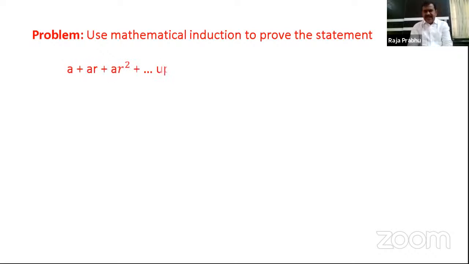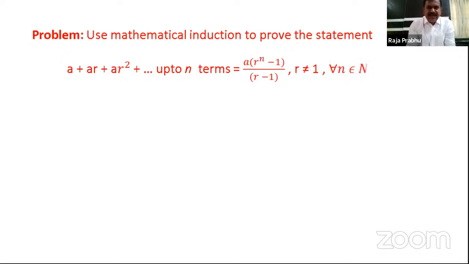Same title, that is, use mathematical induction to prove the statement. Okay, what statement is given here? Yes, children, the question is on the screen. Let us have a glance at it. What is that? A plus AR plus AR square and so on up to n terms, which is equal to A into R to the power n minus 1 whole divided by R minus 1, where R is not equal to 1, for all n belongs to N, where small n is any natural number.